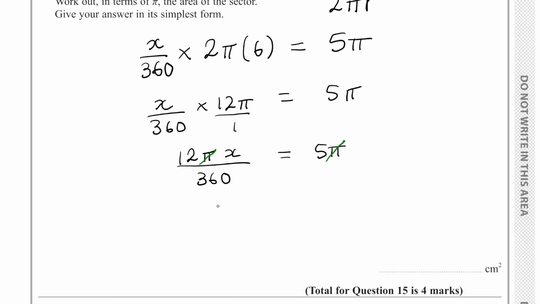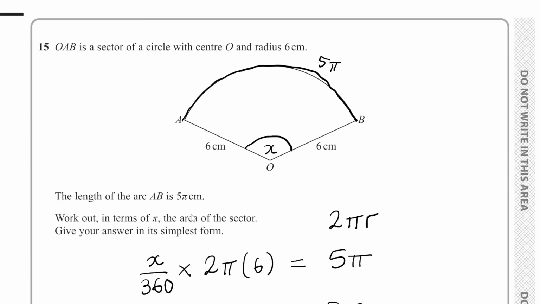12 over 360, I can simplify. Divide top and bottom by 12. So 12 divided by 12 is 1. 360 divided by 12 is 30. So now I've just got x divided by 30 is 5, times both sides by 30. x is 150 degrees. So this is 150 degrees.